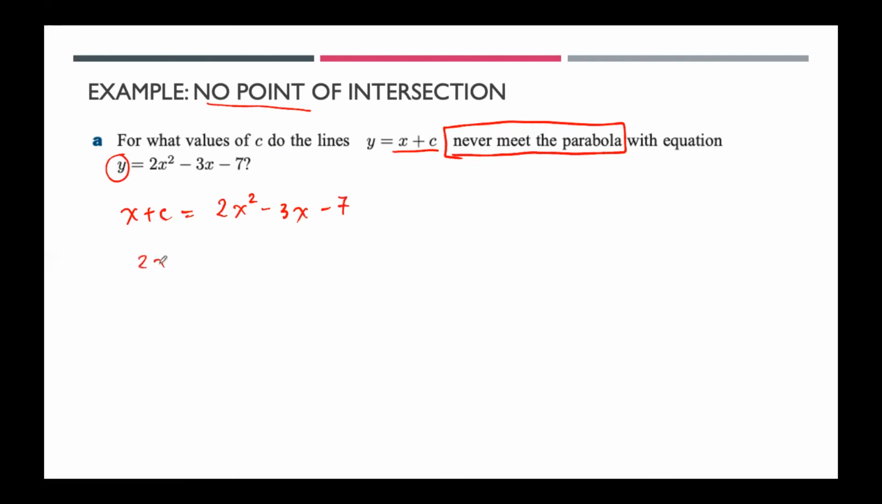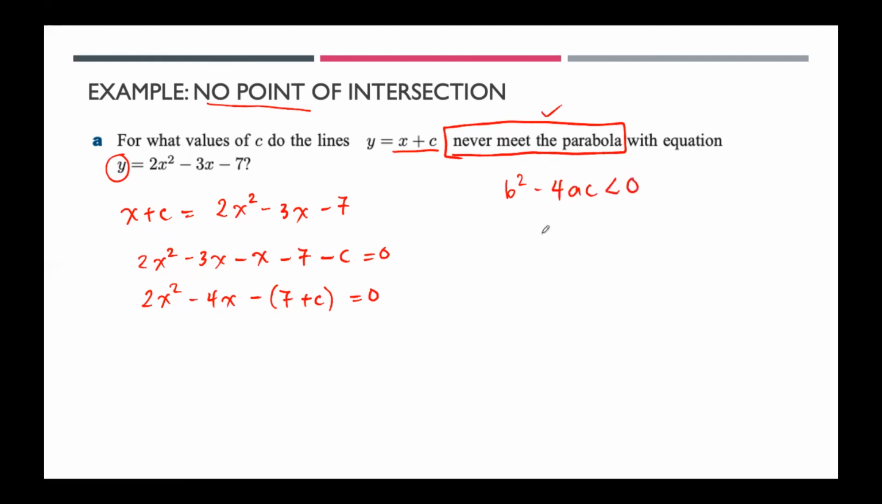So therefore, that's 2x squared minus 3x. Transfer this positive x becomes minus x, minus 7 minus c, right? And so that is 2x squared minus 4x minus, I'm gonna factorize the negative, (7 plus c), okay, is equal to 0. So therefore, since we say never meet, that means your discriminant, which is b squared minus 4ac, must be less than 0. So again, you are dealing with a quadratic inequality.